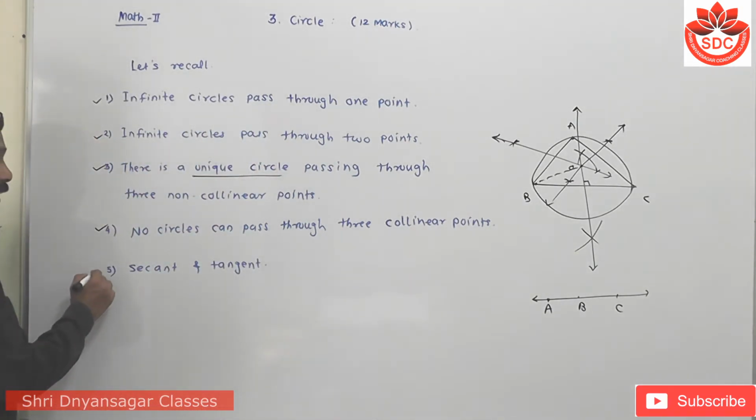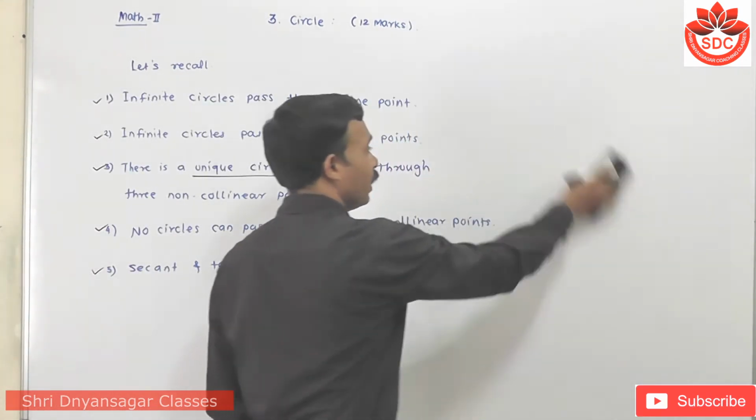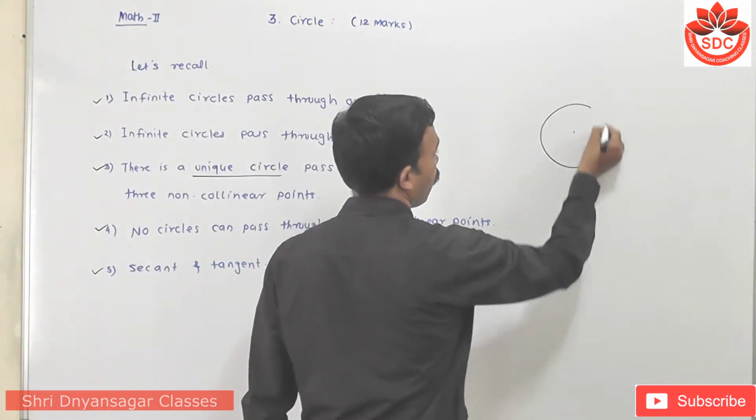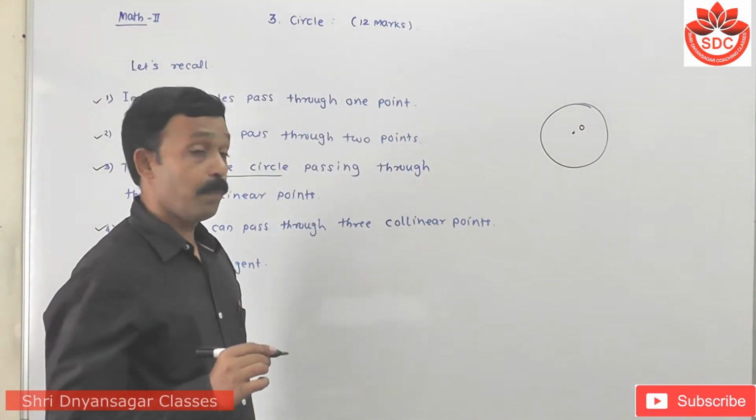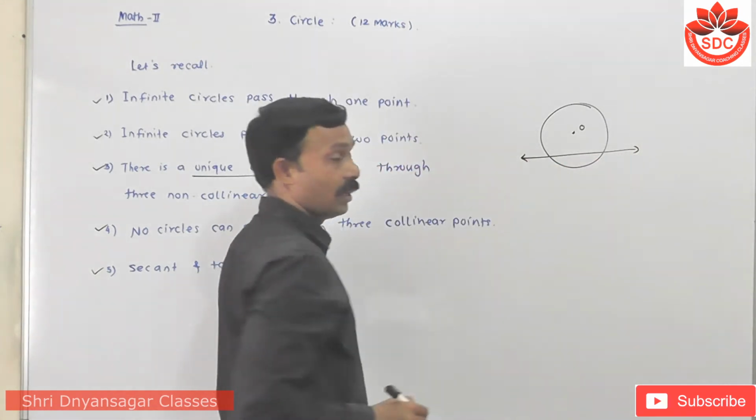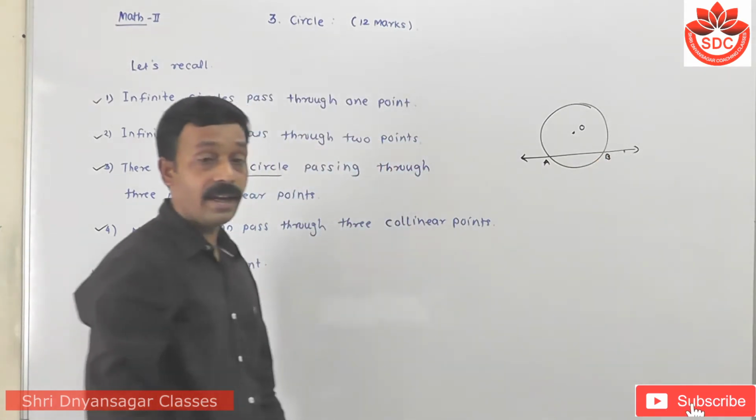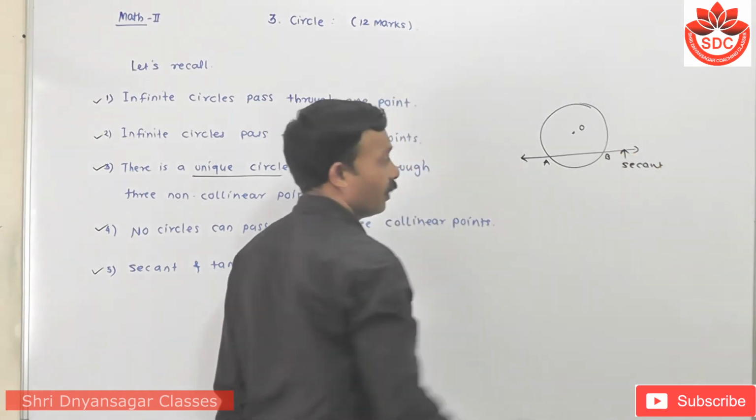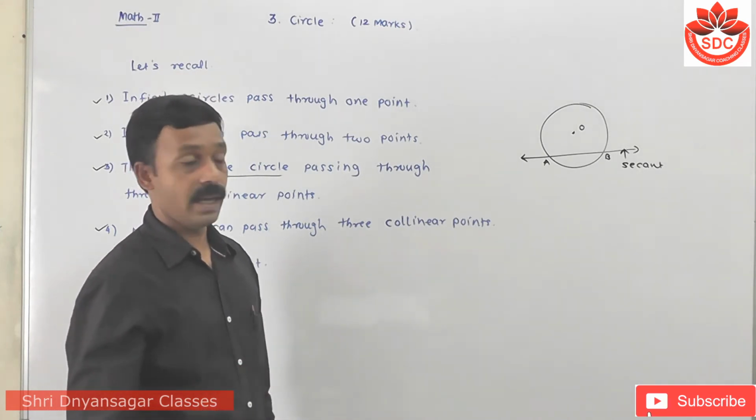The fifth one is secant and tangent. What is meant by the secant? First, I will tell you the definition of secant. Suppose this is the circle with center O. If a line passes through any two points of the circle, then it is called a secant of that circle. This is the secant. Can you understand what is meant by secant? If a line passes through any two points of the circle, then it is called a secant.